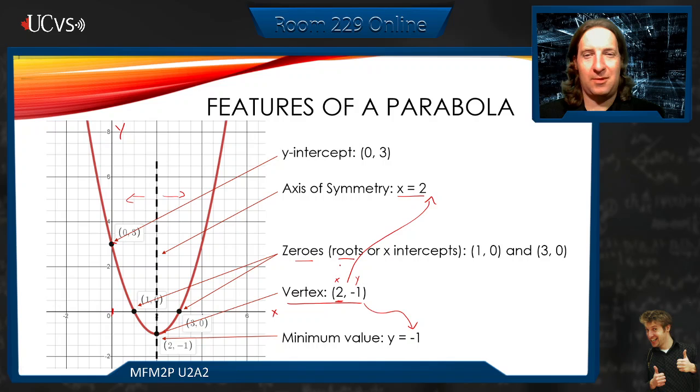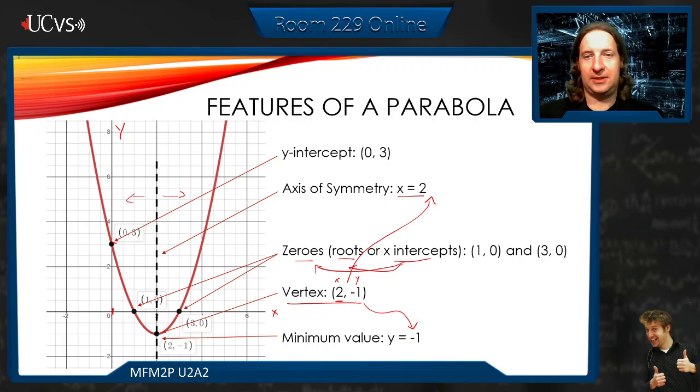Maybe we'll talk about why in a later lesson, but for now, just know that the x-intercepts are also called roots or zeros. So if a question asks for zeros, roots, or x-intercepts, it means all the same thing. In this case, it's 1 and 3, or (1, 0) and (3, 0).